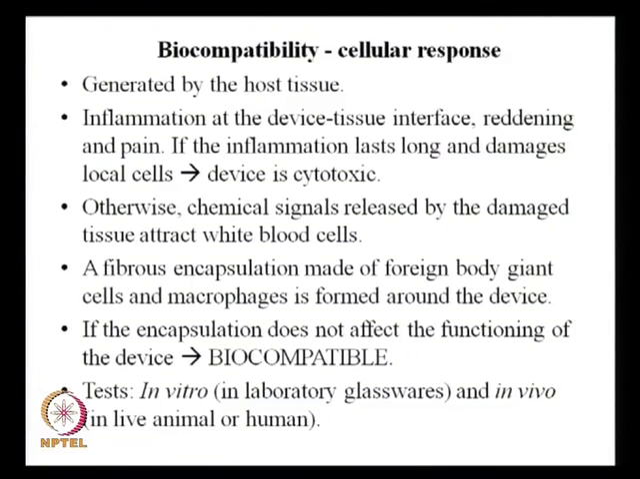So, this cellular response is generated by the host tissue. All right. There is inflammation at the device tissue interface. The moment you put this microstructure device in, there will be inflammation at the device tissue interface. This will cause reddening and pain. If the inflammation lasts long and damages local cells, then the device is called cytotoxic.